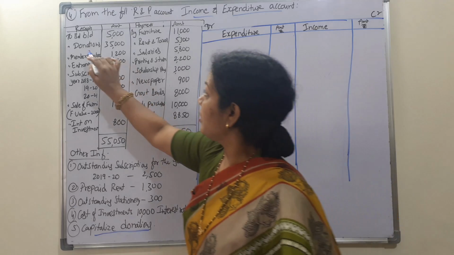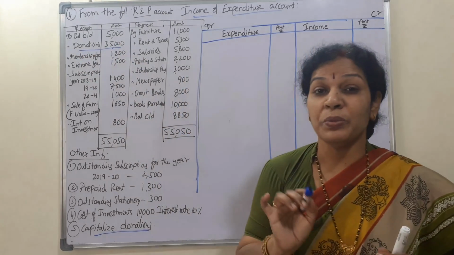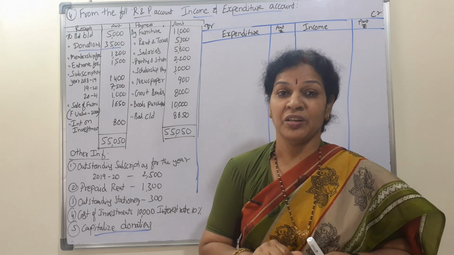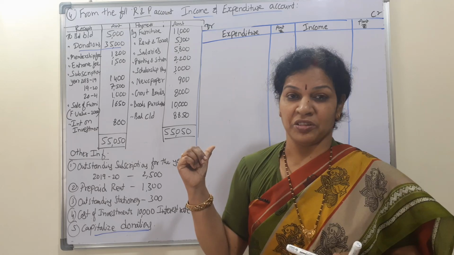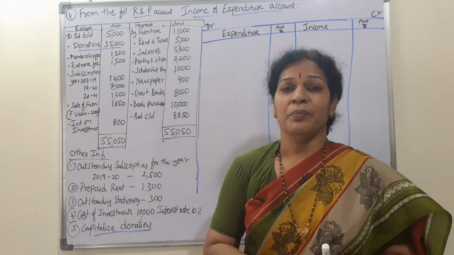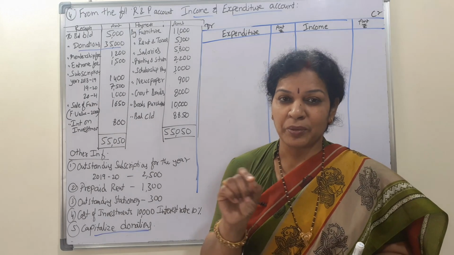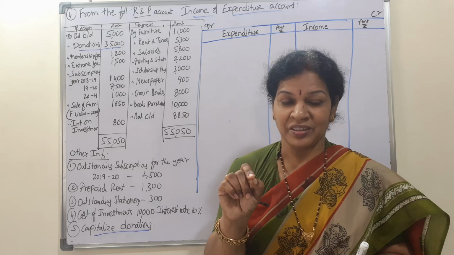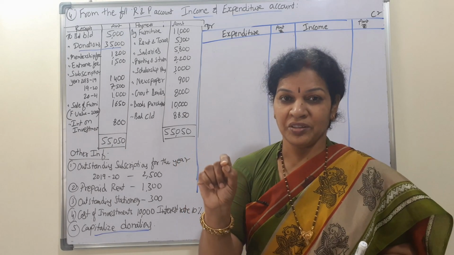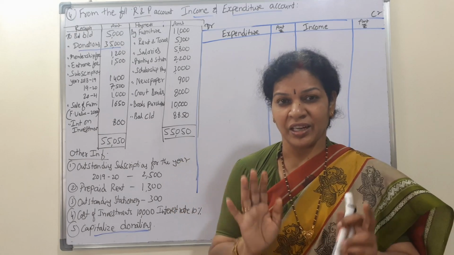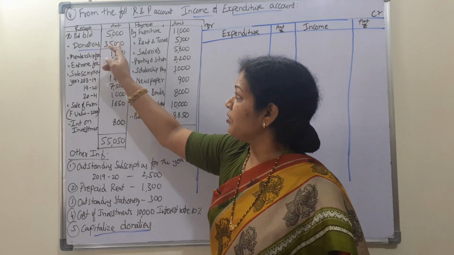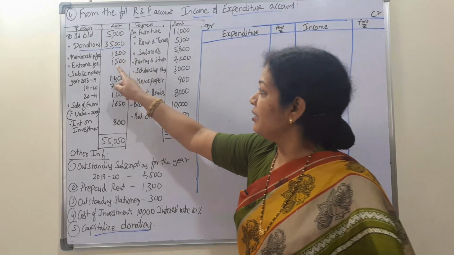Donations are to be capitalized. Capitalized means in the balance sheet we have to take it, not in income and expenditure. Though it is not given, we could have taken it into the balance sheet only, but at the end of the problem we have to write a note, donations are capitalized. Keep a note so that it is very clear. Anyway, so donations are a balance sheet liability.